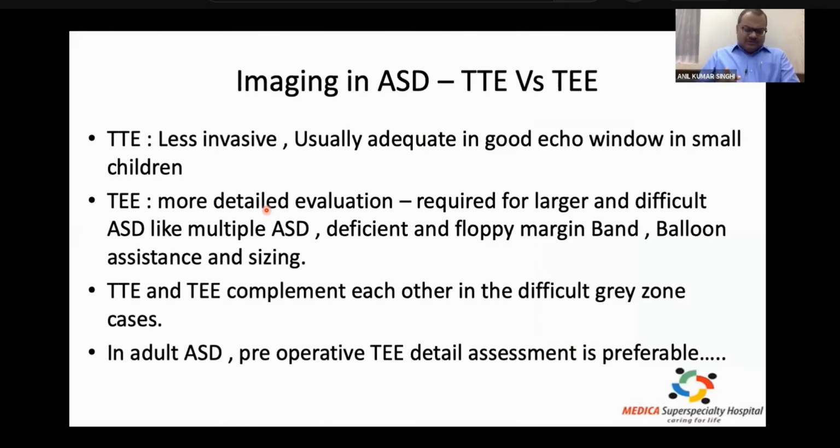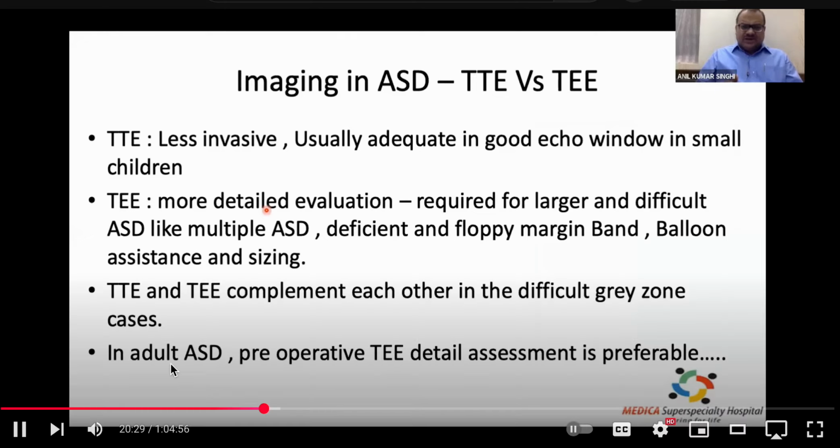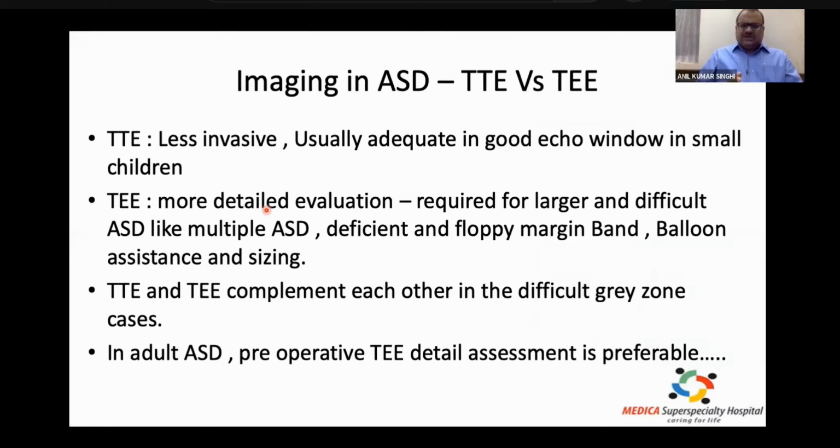In conclusion, I wish to tell, imaging in ASD, transthoracic is less invasive, adequate in good windows, particularly in small kids. But in the adult, we need TEE, which helps us with more detailed evaluation. It is required for large and difficult ASD like multiple ASD, deficient and floppy margin, ASD with band, balloon occlusion and assistance. TEE and transthoracic both basically complement each other in the difficult gray zone type cases. And in adults, we mandatorily do a preoperative transesophageal echo to have a better outcome.